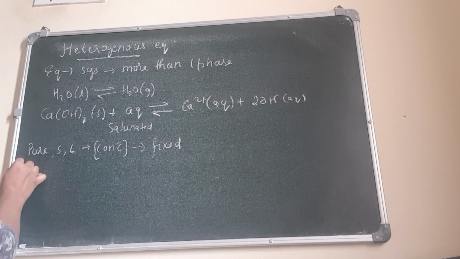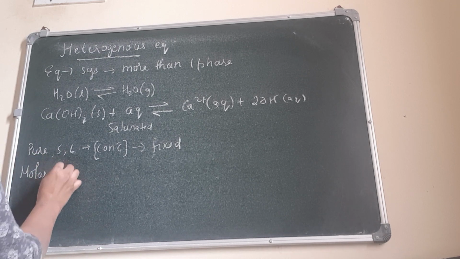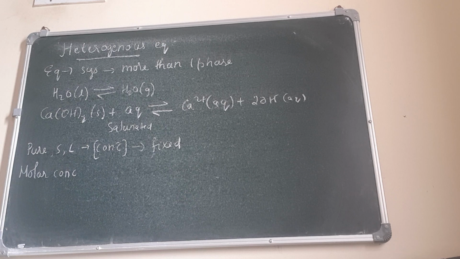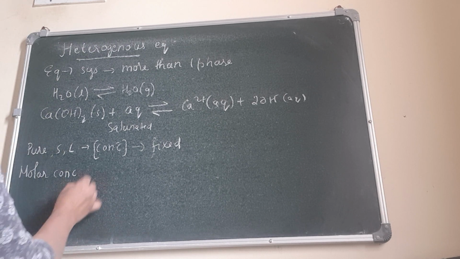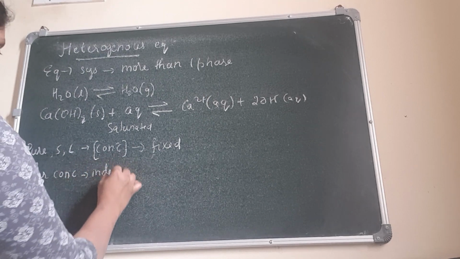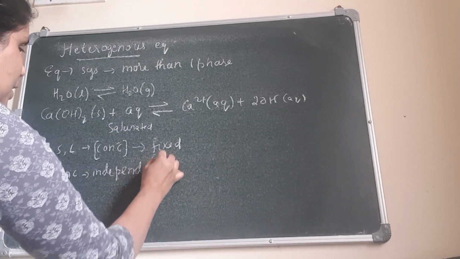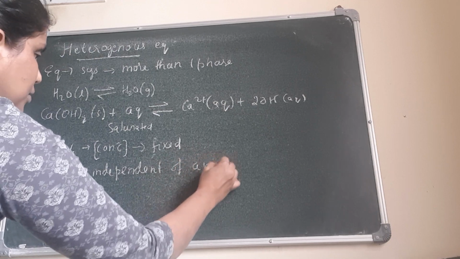What is the meaning of that? If I talk about molar concentration, what is molar concentration? Number of moles in unit volume, right? Or 1 liter for that matter. So now it is similar to density. You know what density is? If you take 1000 liters of water or 2000 liters of water, density is fixed. Why? Because it's mass per unit volume. Similarly, it is independent of the amount of substance.